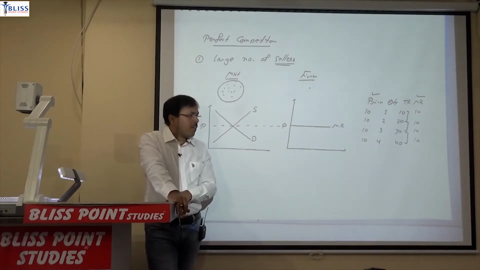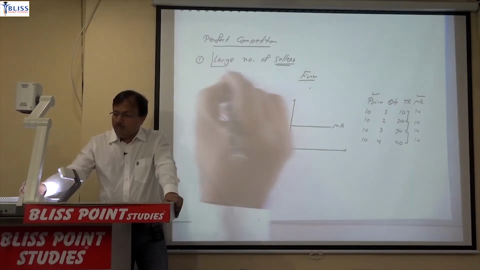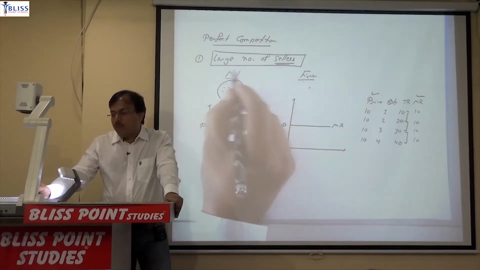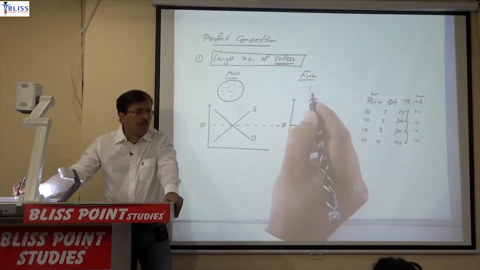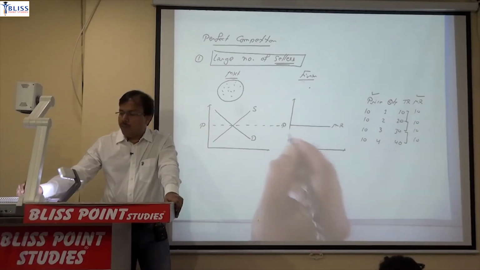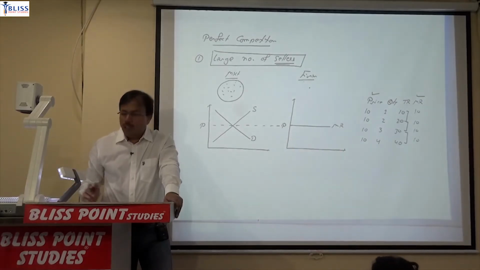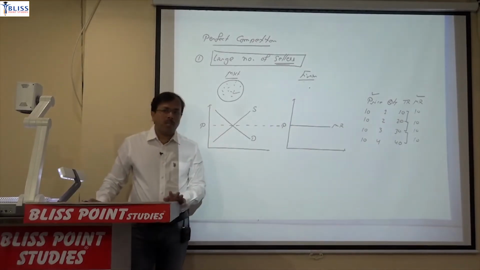ठीक है, प्राइस की वैल्यू MR के बराबर है. Price is equal to marginal revenue. Price will be equal to marginal revenue. So if there are many sellers in market, what is the significance of that feature? Due to large number of firms in the market, one single firm does not have any control over market price. Therefore, that individual firm acts as price taker. वो price taker है. That firm accepts the price which is determined in the market.